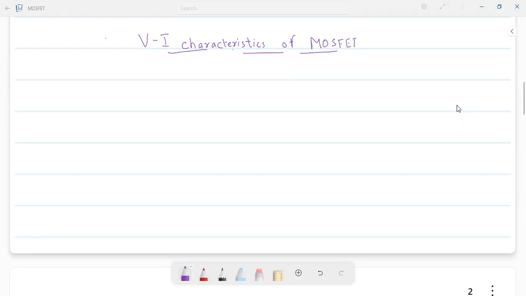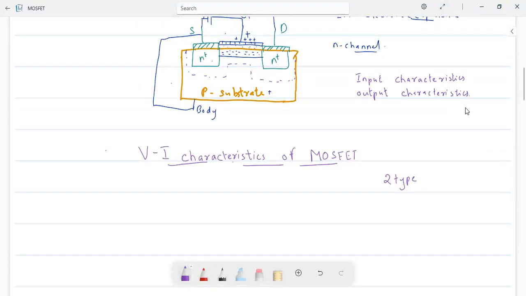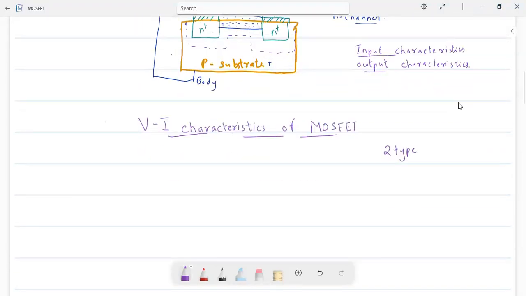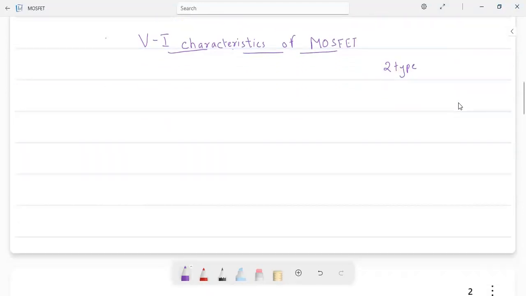Before dealing with that, there are mainly two types of characteristics: input characteristics and output characteristics. In the case of input characteristics, we'll be plotting drain current versus VGS, that is gate to source voltage. When you're dealing with output characteristics, you'll be plotting drain current versus VDS, drain to source voltage. So here we are learning about output characteristics of MOSFET.